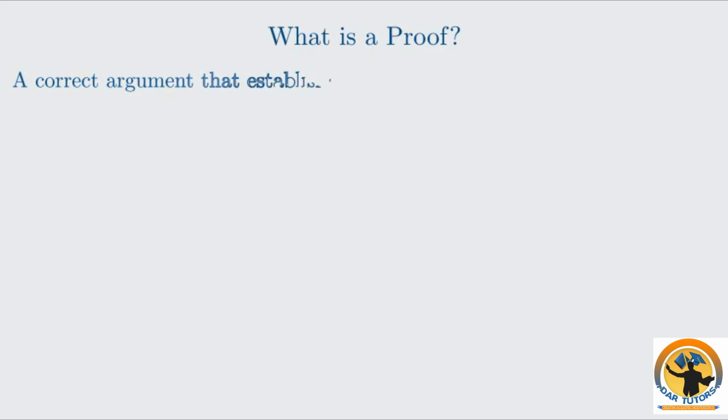Let's begin by considering what a proof is and why it's so important in mathematics. Unlike science, which relies on experimental evidence, mathematics relies on logic and reasoning. A mathematical proof is a correct argument that establishes the truth of a mathematical statement.